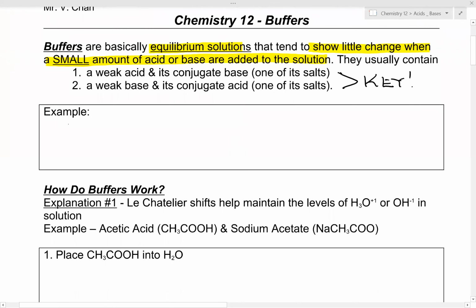So let's say we have hydrofluoric acid, HF, and let's say sodium fluoride. Now, what you will notice is that sodium fluoride is the conjugate base of hydrofluoric acid. So these two are conjugate pairs, and this combination would be your buffer combination.